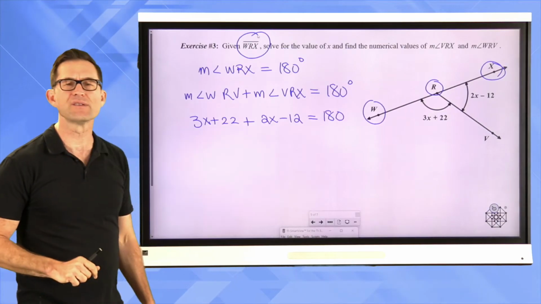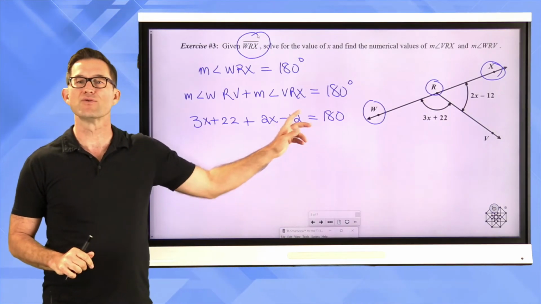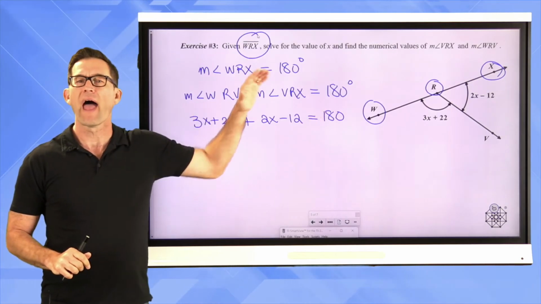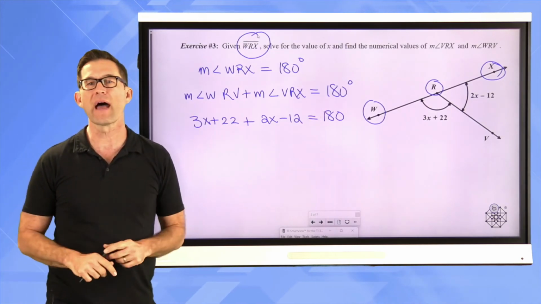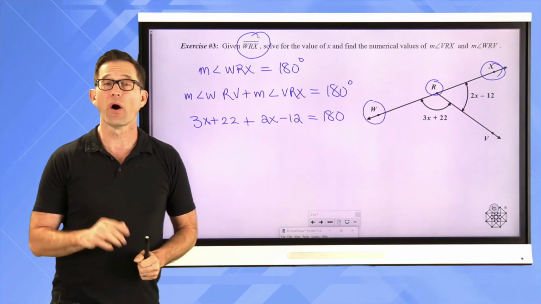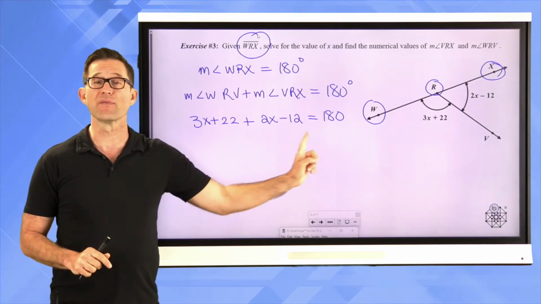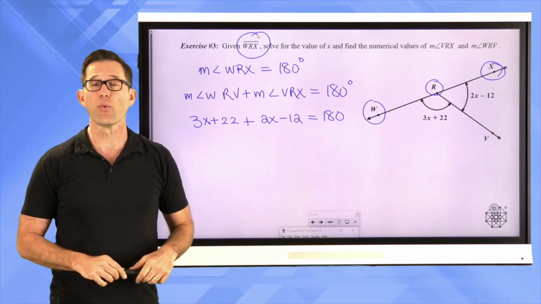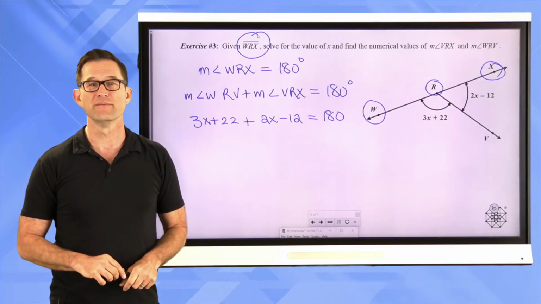It's very often in a situation like this that I and many math teachers will drop the degree symbol as we work through the algebra. We'll bring it back at the end. What I'd like you to do is pause the video now and see if you can solve this equation. After passing Algebra 1, it hopefully won't be any issue for you.